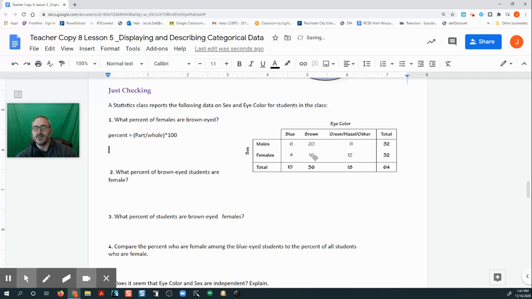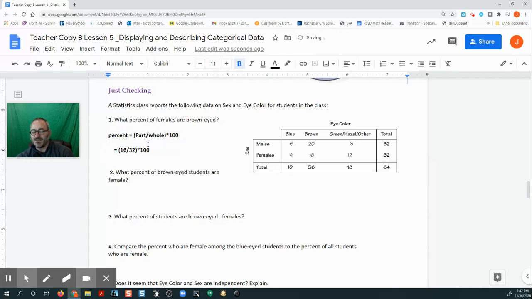So what do I have here? The part is 16, the females that are brown-eyed. And then what's my whole? Is my whole 64, out of all people? Does it say of all people, what percent are brown-eyed females? No, it says what percent of females. So I don't want to compare it to 64; I want to compare it to 32. So 16 out of 32 times 100 are brown-eyed females. And I probably don't even need a calculator for this. I can see that that's going to be 50%.